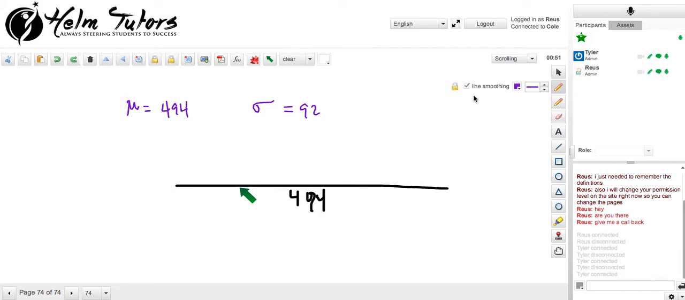So the mean here is 494, and then the standard deviation is 92. So 402 is right here, the first standard deviation to the left. And then 402 minus 92 is 310. Oh, no, sorry, 310 is right here. Okay. And what would go above this line?